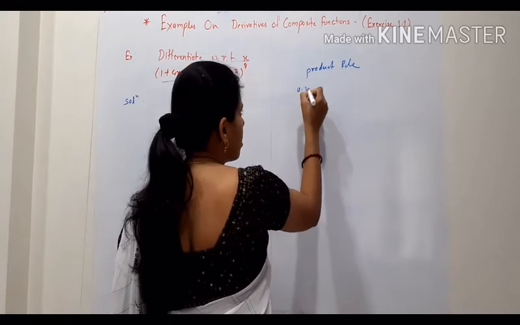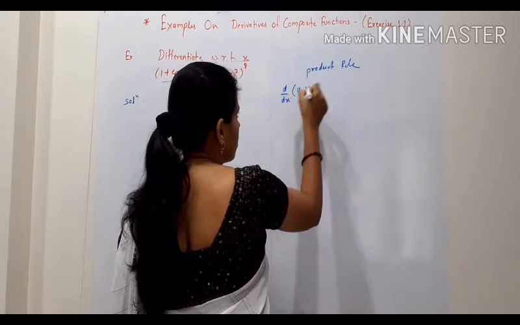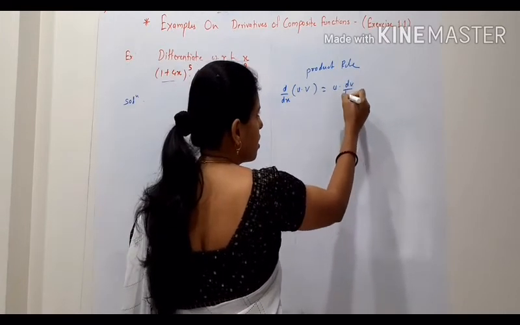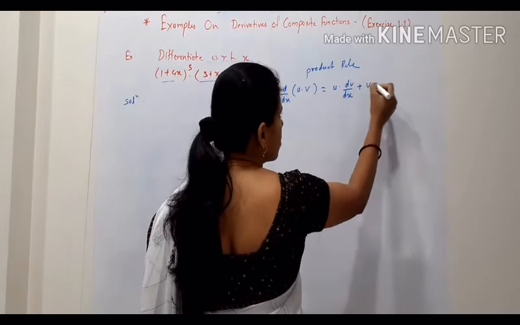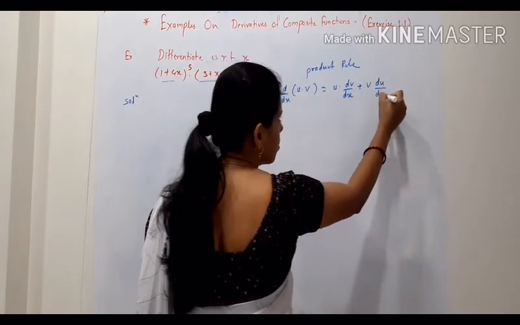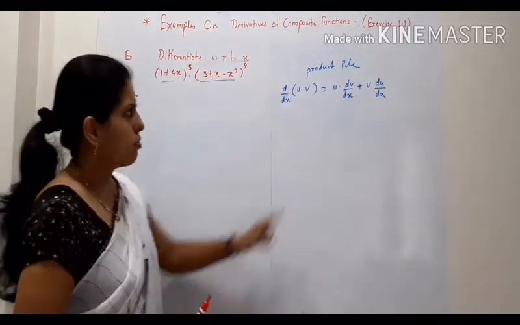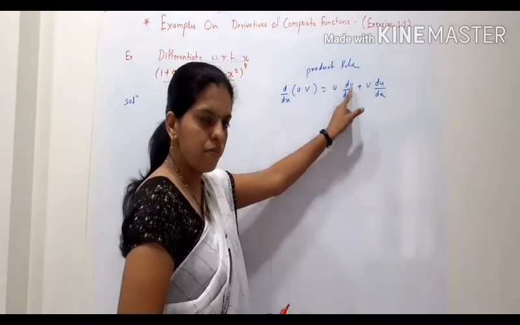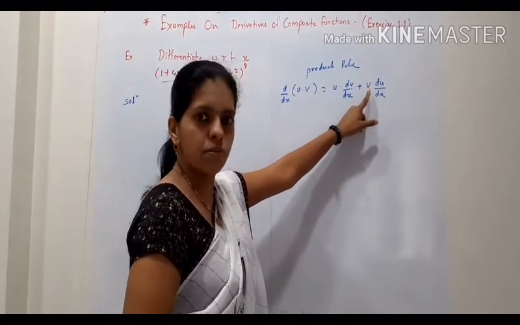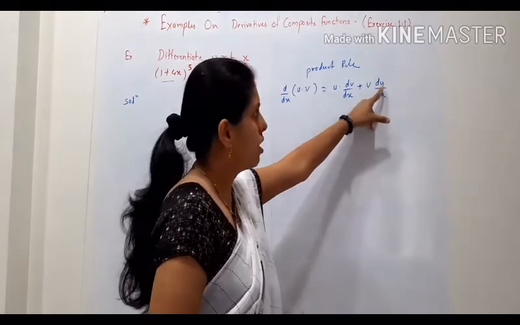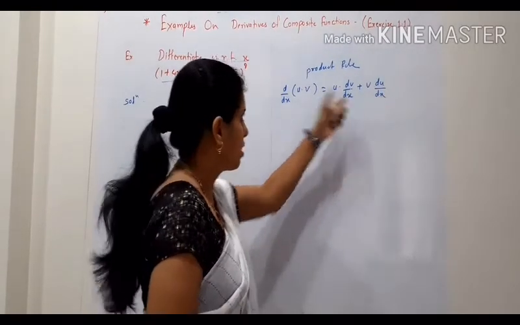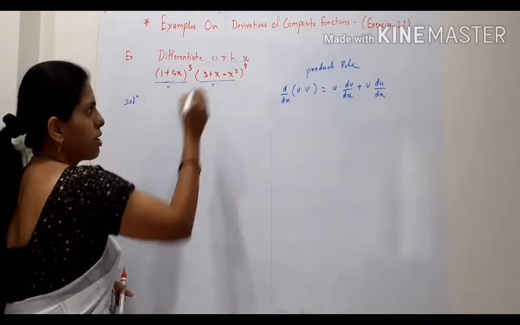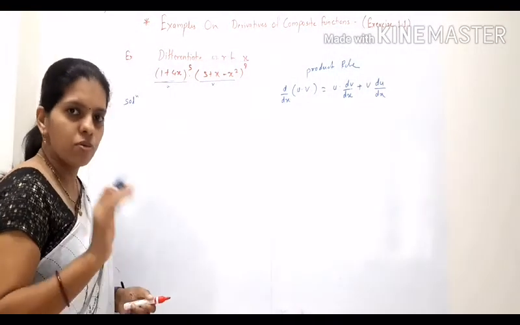If u and v are the two functions, the derivative of u into v is u into derivative of v plus v into derivative of u. So the first function we keep as it is and take the derivative of the second, plus in the second term we keep the second function as it is and take the derivative of the first. So for this I have to suppose the total function as u and v. So let us begin.